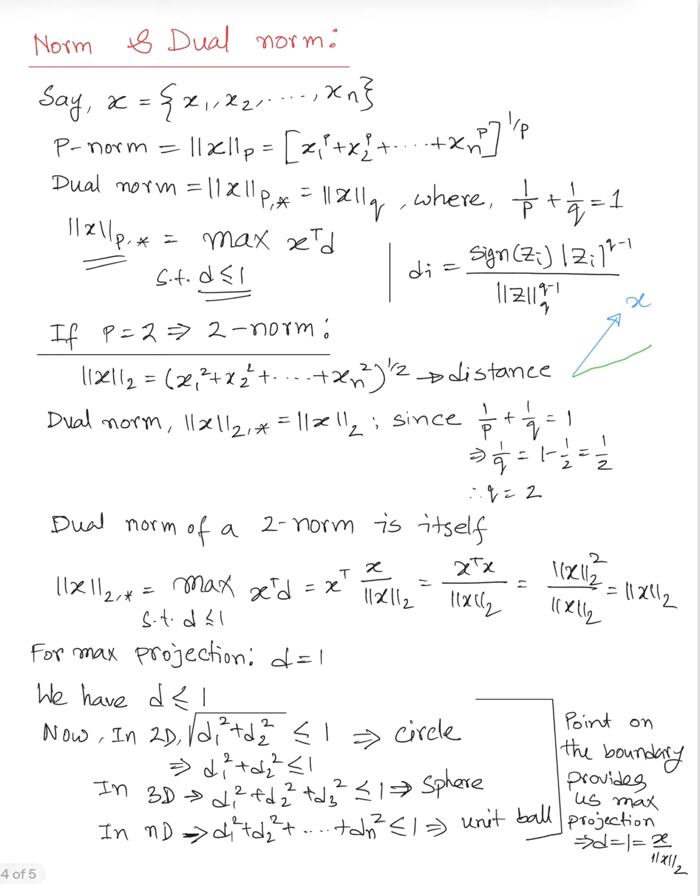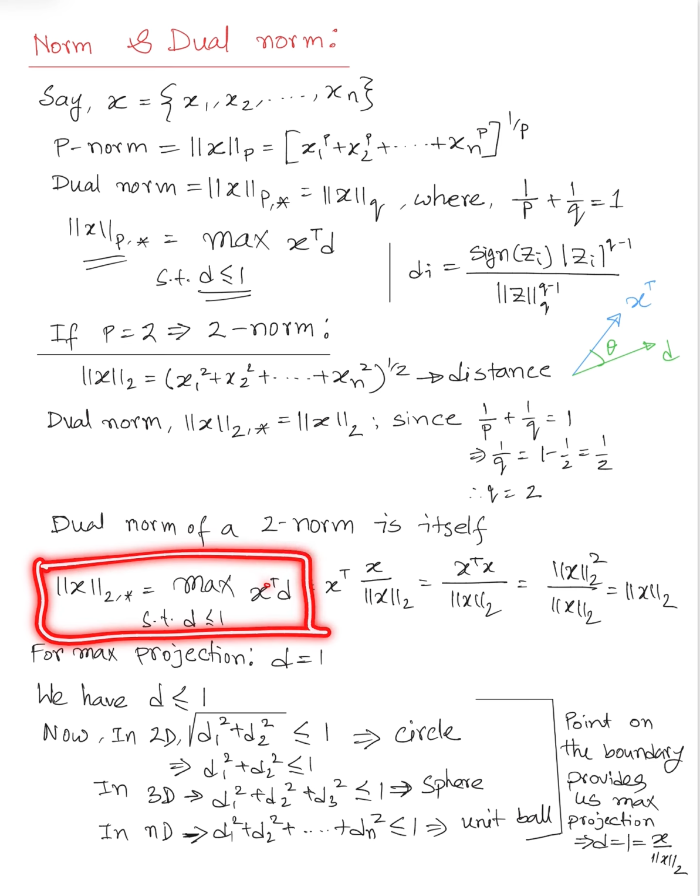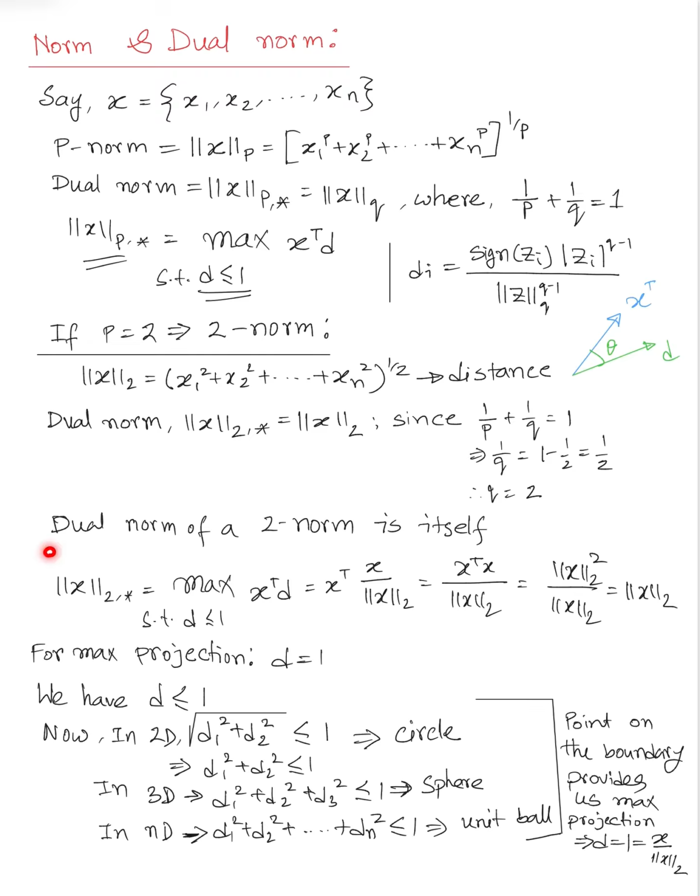So we have a vector d, and the angle between them is theta. So this is x transpose. Here what we want is to maximize this dot product. So how can we maximize this? We need to find out what value of d maximizes this whole thing.